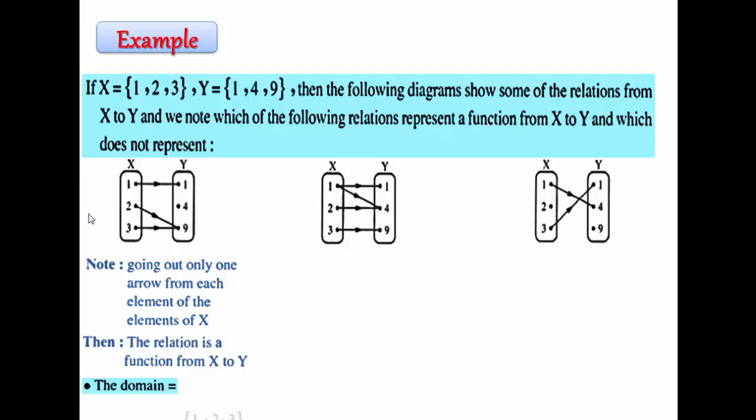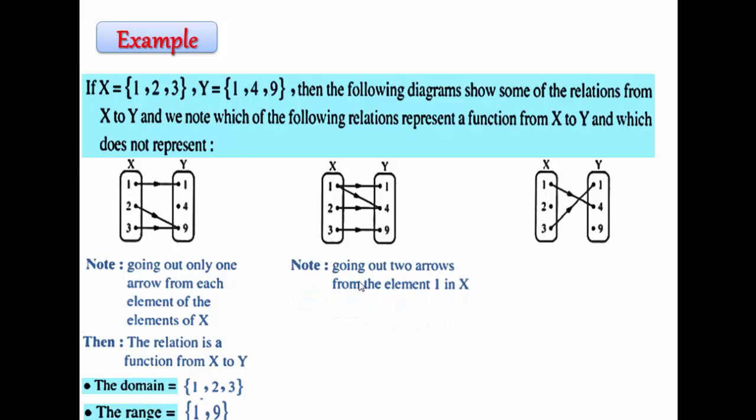The domain will be 1 and 2 and 3. So the domain means the x column, and the range means the numbers which an arrow reaches from the x column to the y column, like 1 and 9. Arrows go from x to the y column to 1 and 9, so the range will be 1 and 9. Again, x means the domain 1, 2 and 3. The range will be the numbers in the y column which have an arrow from x to them, like 1 and 9. 1 and 9 are called the range, and 1, 2, 3 are called the domain.